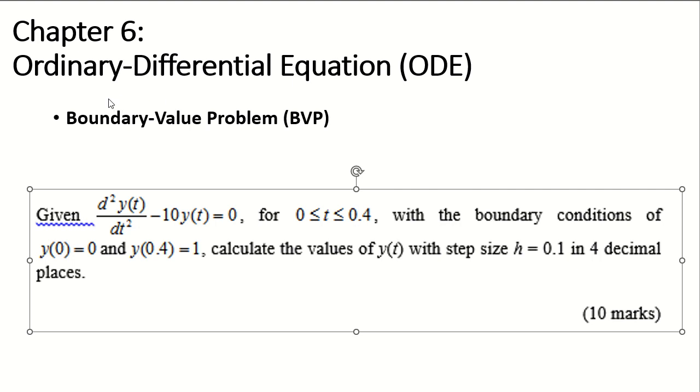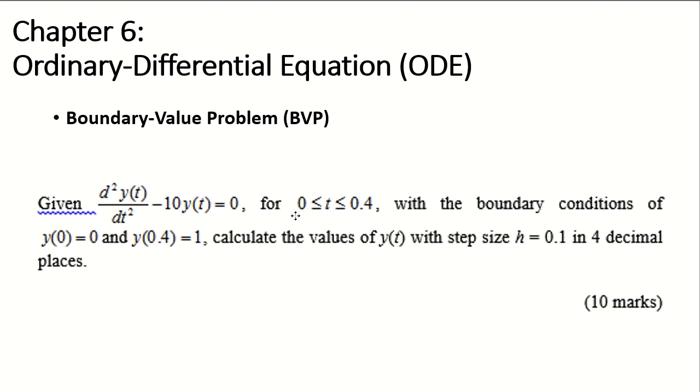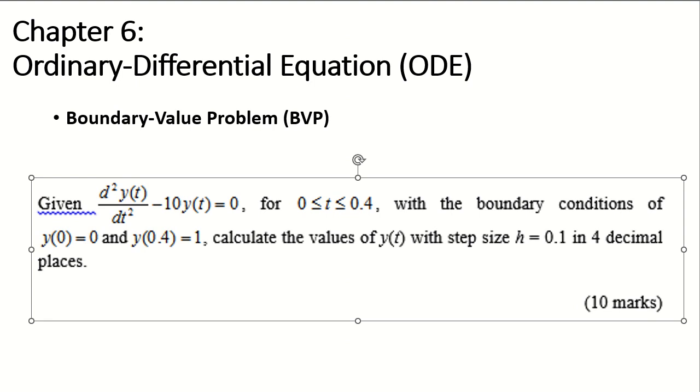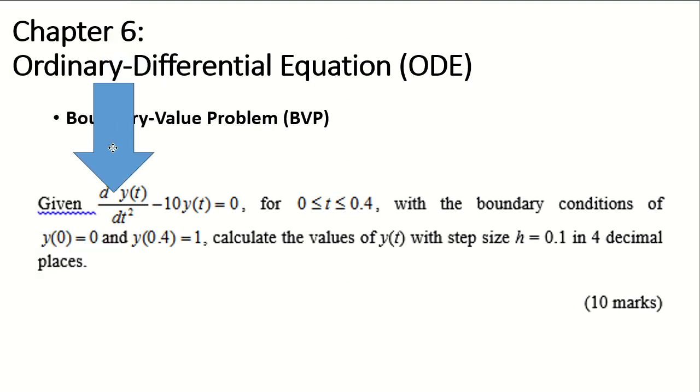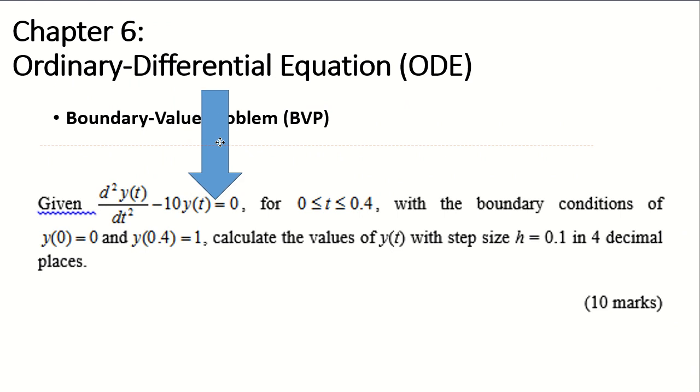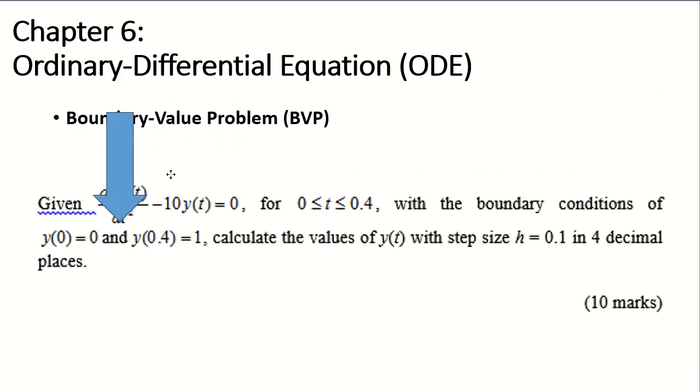Okay, so this second part of our ODE is the boundary value problem. So this is a typical question. If we analyze the question, here is what we're going to get. First we have this second order differentiation, the second derivative of y with respect to t, minus tan y equal to 0. Okay, so this is the given equation.